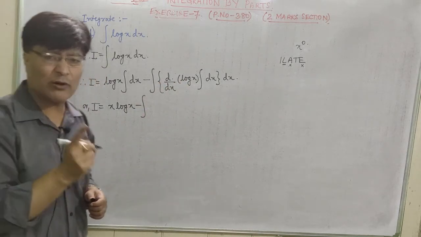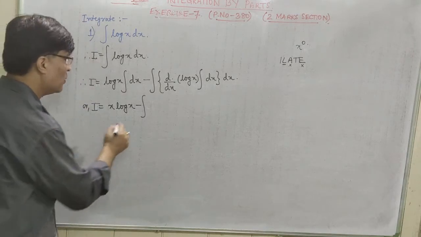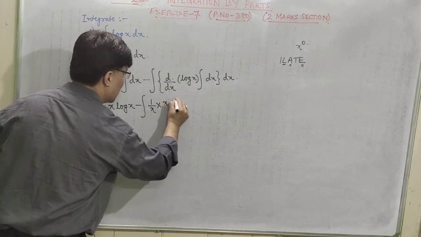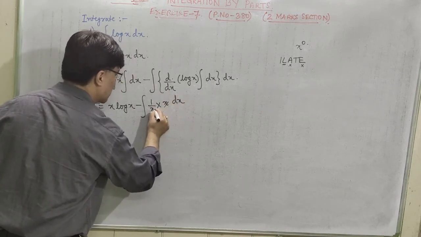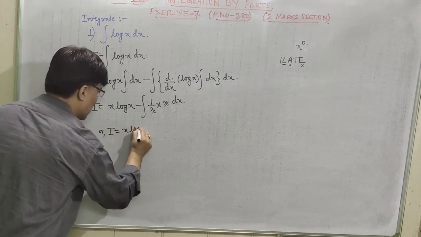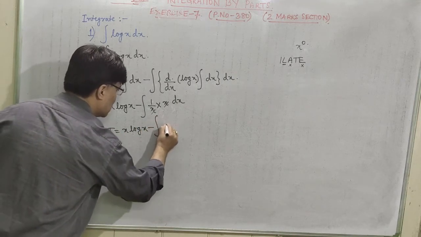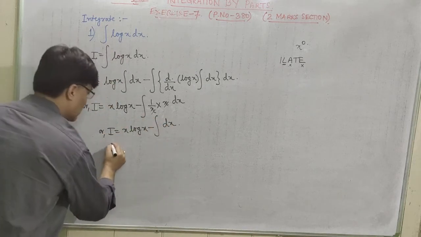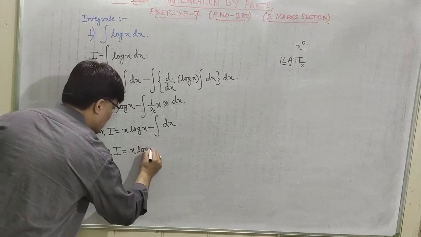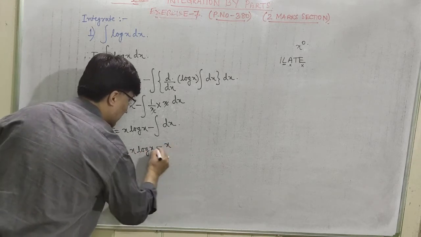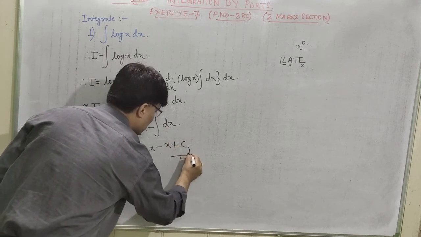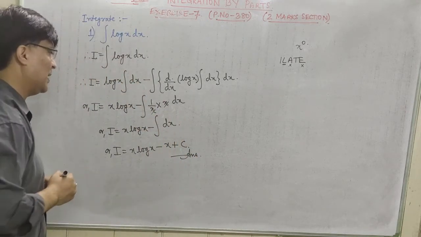You know the differentiation of log x with respect to x. What is it? 1 upon x into what is integral of dx? That is your x. Then what do we write? dx. Here x gets cancelled. So I is equal to x log x minus integral of dx. Okay, so I is equal to x log x minus x, since integral of dx is x. Then what do we write? Plus c. So this is the final answer.